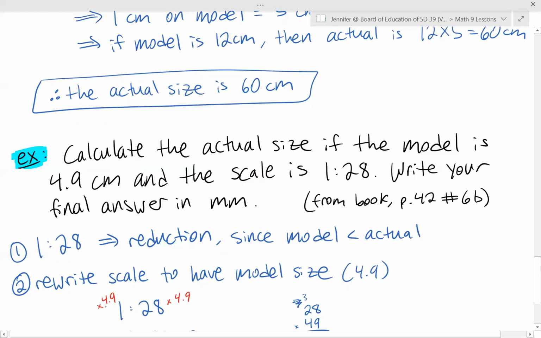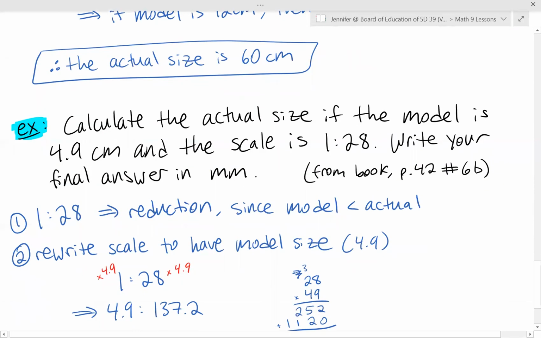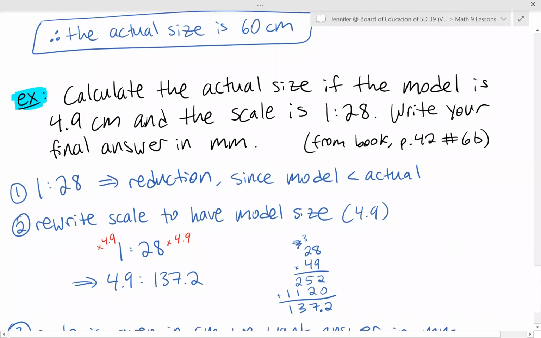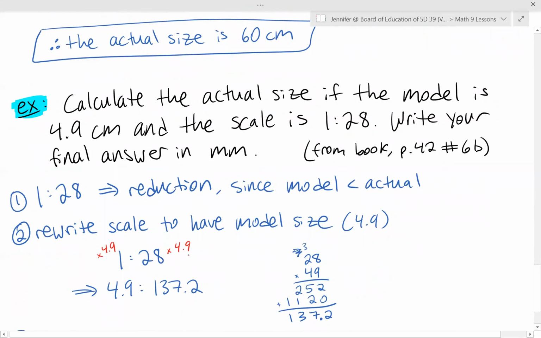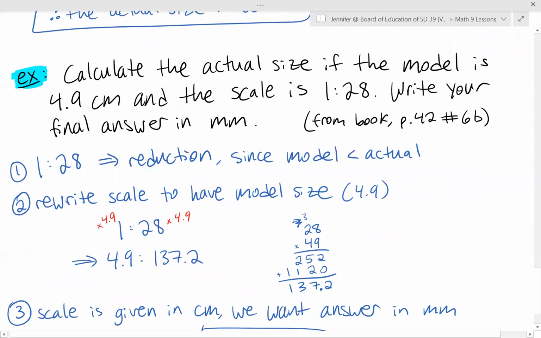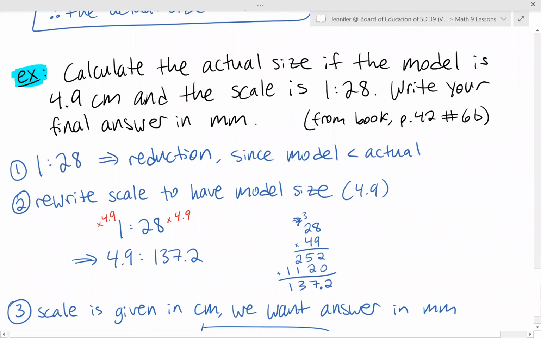If we do it to the left side, we have to do it to the right side. So then I just did my quick math over here. 28 times 4.9 gives us 137.2. So we've just rewritten the scale. These are the same proportions, but we have rewritten it so we can get this value here. The scale is given in centimeters. Even though it's not written, they tell us that the model is 4.9 centimeters. So we know that this scale is talking in centimeters.